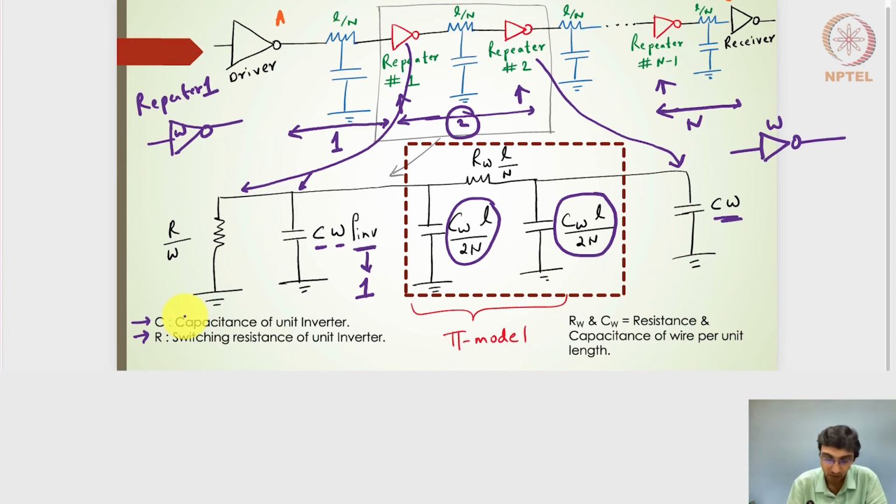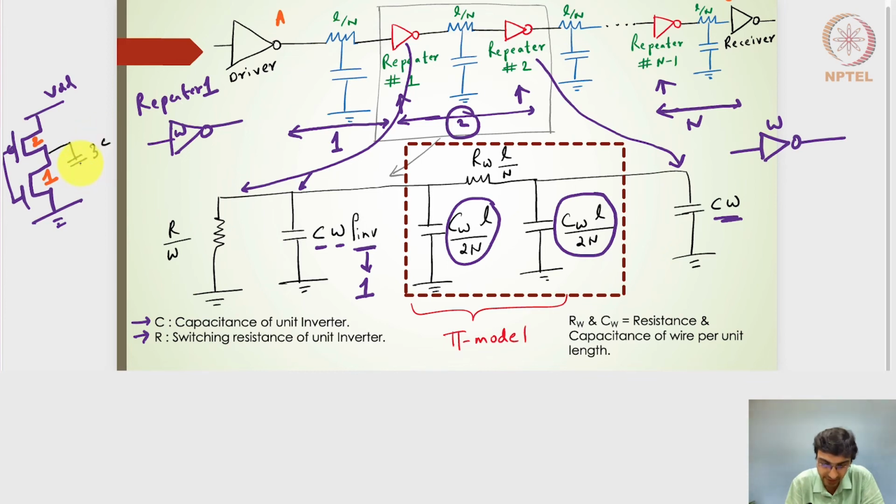So up till now, what we had seen for a unit inverter is, let me draw the unit inverter. This is my unit inverter with the VDD rail and then the ground rail. Let me take the unit inverter as 2:1. In my 2:1, I always used to have a 3C capacitance, because 2C capacitance comes from the PMOS side and 1C capacitance comes from the NMOS side.